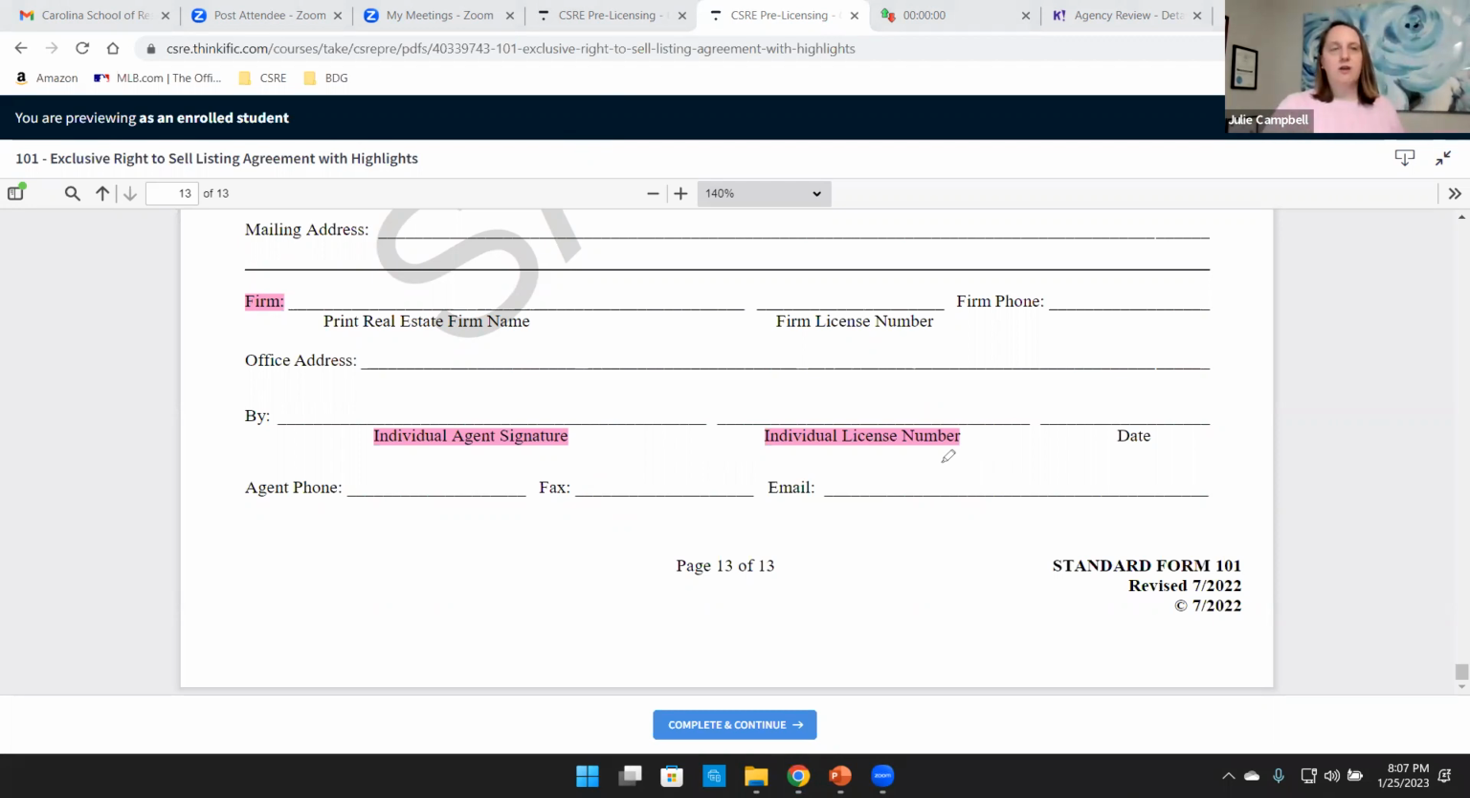Individual agent signature. We get to sign it on behalf of our firm. The firm doesn't sign this, but we get to sign it on their behalf, which is why, because we're the ones signing it, our license number is required. That is the short and sweet of our exclusive right to sell listing agreement.